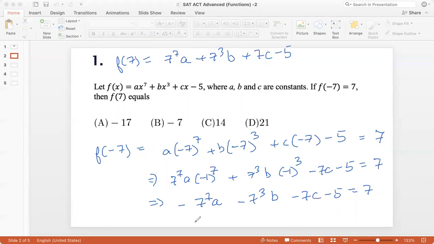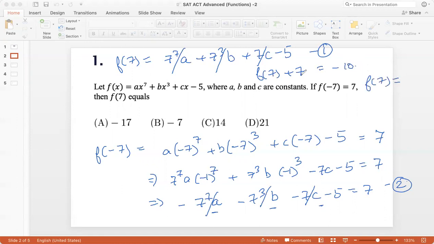So I have these two equations in which the terms having a, b, and c are negative here, and the terms having a, b, and c are positive here. If this is equation 1 and this is equation 2, and if I add the two equations, I would get f(7) plus 7. And this term will cancel, this and this will cancel, this and this will cancel. Minus 5 and minus 5 will be minus 10. So f(7) will be minus 10 minus 7, which is minus 17. So the value for f(7) is minus 17, option A.